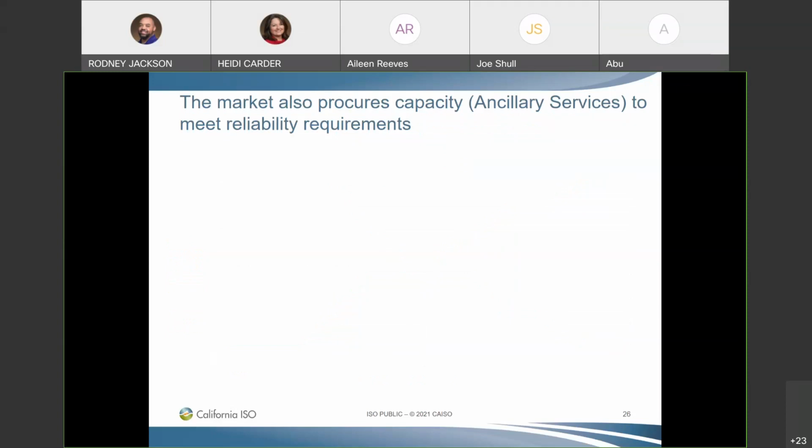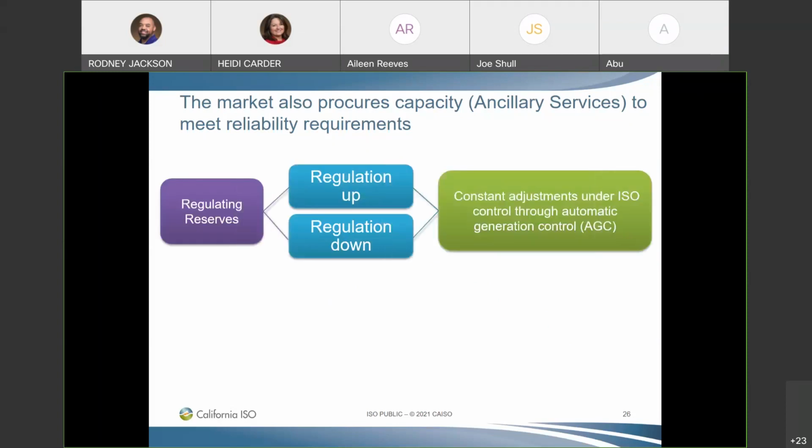Now, the market also procures capacity or ancillary services to meet reliability requirements. Ancillary services support the reliable operation of the transmission system as it moves electricity from generating resources to the retail customer. There are 4 ancillary services that are procured in the real-time market. Regulation corrects for short-term changes in electricity use that might affect the stability of the power system. These generators are under the ISO control through the AGC, the automatic generation control, which allows us to move these resources every 4 seconds.